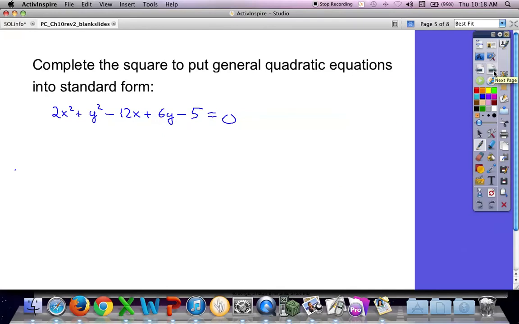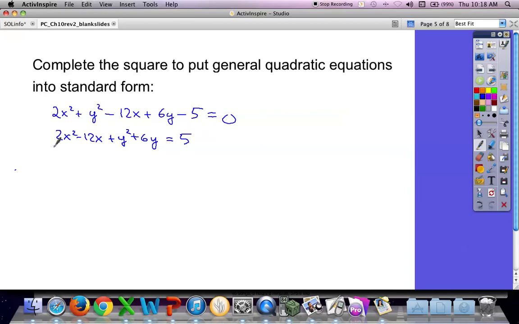What process do we have to go through to put it into the standard form? Complete the square, right? In this case, we've got to do it twice because both the x's and the y's have linear terms. So this is completing the square. Get the x's together. Get the y's together. Right, move the constant to the other side.